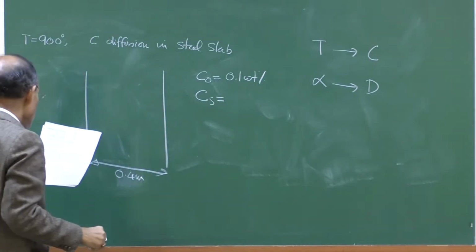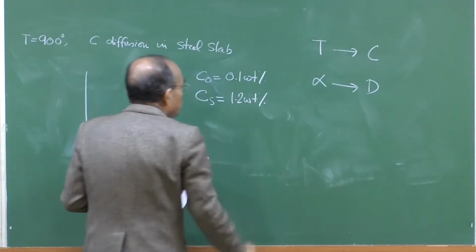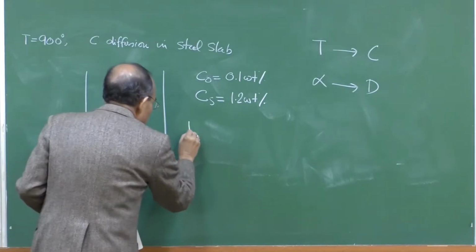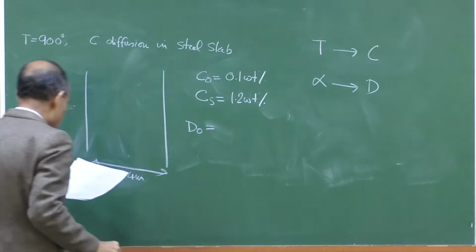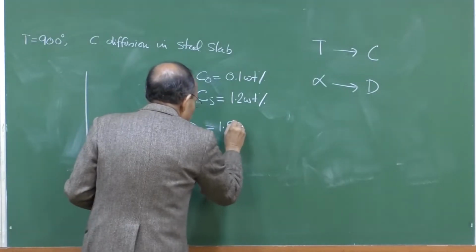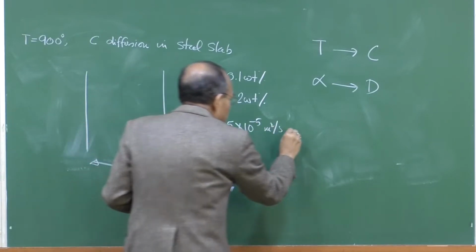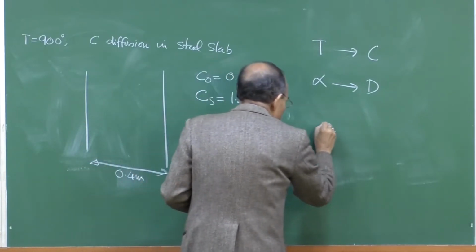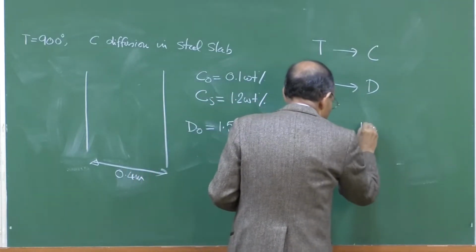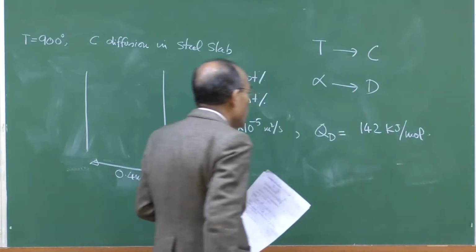for all time is fixed at 1.2 weight percentage. The diffusion coefficient is given in terms of a D0 value and the corresponding activation energy value, and D0 is given to be 1.5 times 10 to the power minus 5 meter square per second, and the activation energy of diffusion is given to be 142 kilojoules per mole.